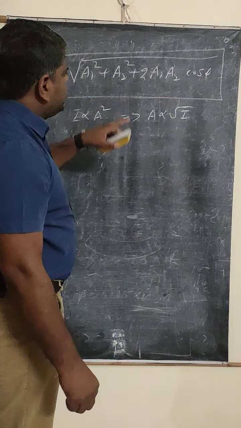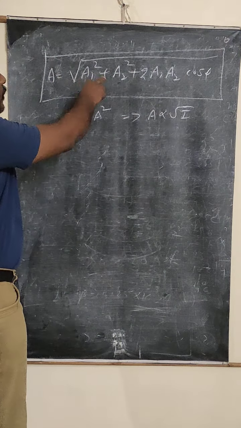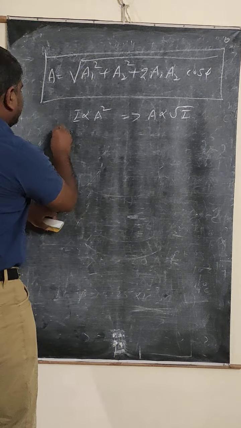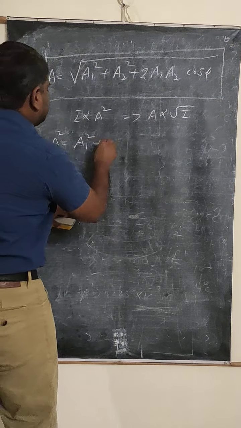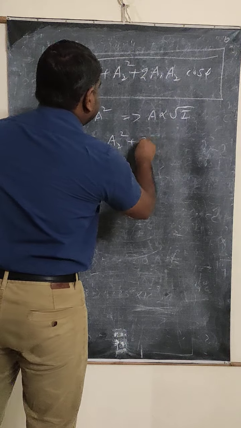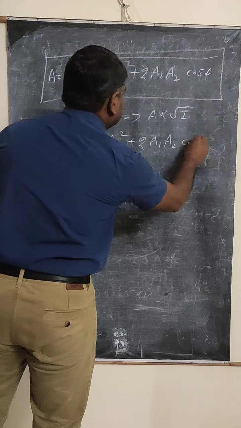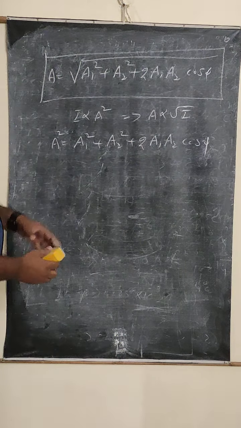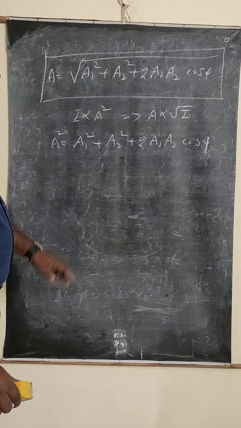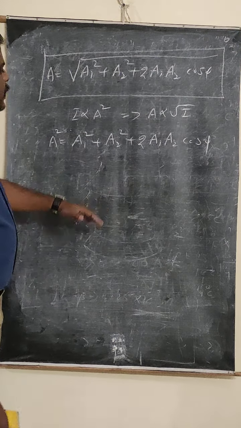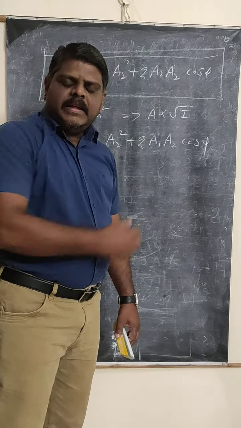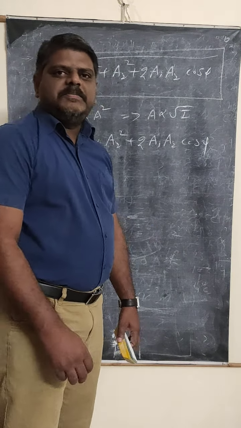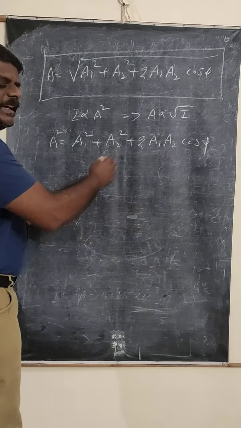Now we have to substitute these values in this equation. If I take the square, it becomes A square equals A1 square plus A2 square plus 2A1 A2 cos phi. If you take the square on both sides, the square root and A will cancel. Now we have to substitute the intensities here. We took the wrong step in the last class, I'm sorry for that. You can change the formula.